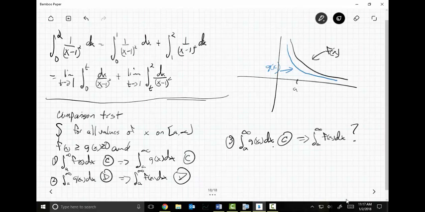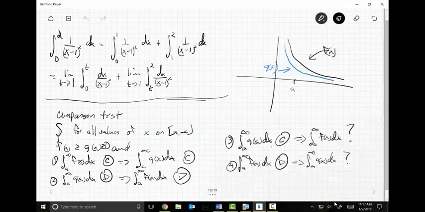Likewise, if the integral from a to infinity of f of x dx, this would be scenario number 4, what if it diverges? Well, f of x's garden gate may not have closed quickly enough, but we don't have enough information about g of x. So what does that imply about the integral of g of x dx? Well, again, not enough information.